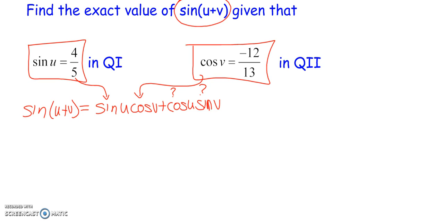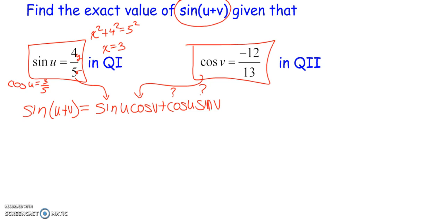cosine u first. So because I know y is 4 and r is 5, I could use x squared plus 4 squared equals 5 squared. I hope you've seen it enough: x squared plus y squared equals r squared. You can solve this. I hope you recognize it's a 3, 4, 5 right triangle. So x is equal to 3. In quadrant 1, everything's positive. So I would know cosine u is equal to 3/5.